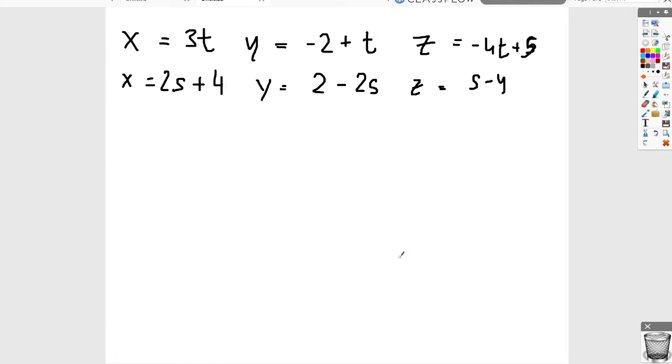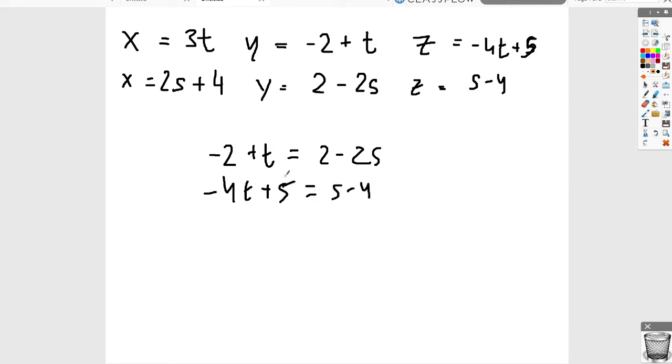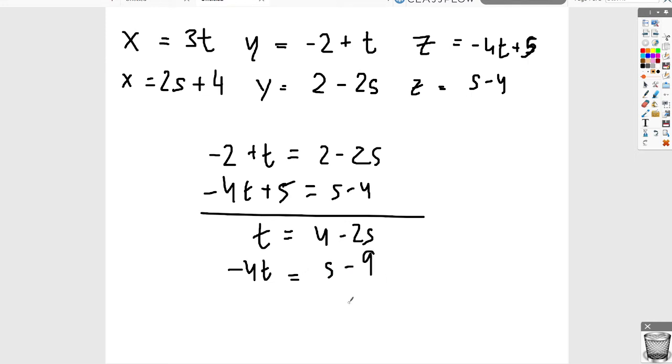So we'll do x and z this time. We'll do x and we'll do y and z because we did x and z on both the examples. So let's go. We'll have minus 2 plus t has to be equal to 2 minus 2s, and minus 4t plus 5 has to be equal to s minus 4. So what you can do is move everything to the other side. t equals 4 minus 2s, and then this line does nothing. This is how I like to do my work. So the line doesn't actually do anything like that.